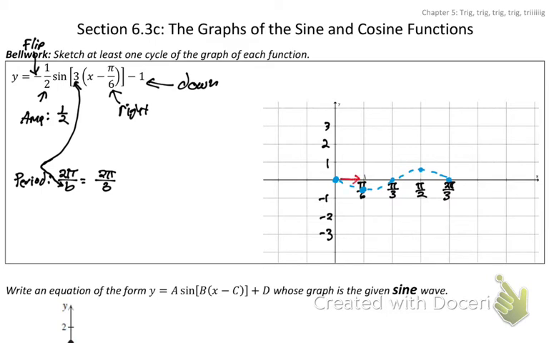So I'll take that first point. Maybe I'll do it as pink. I'll move everything pi over 6. So that means if I move this one right 1 tick mark, I'll move all of them right 1 tick mark.